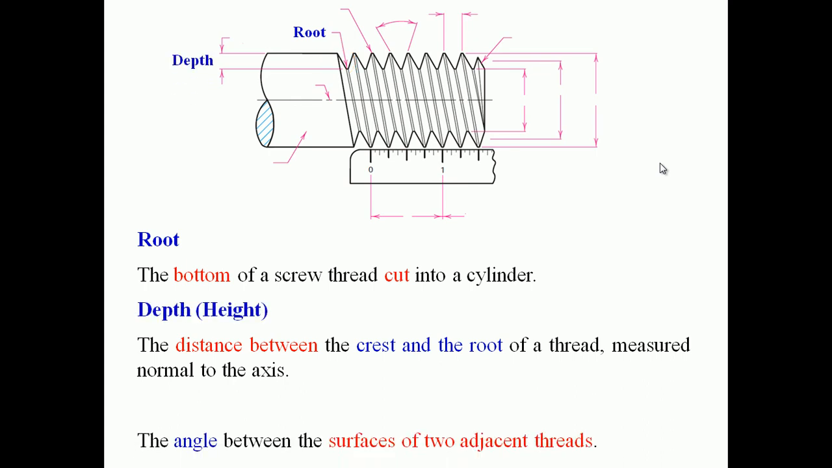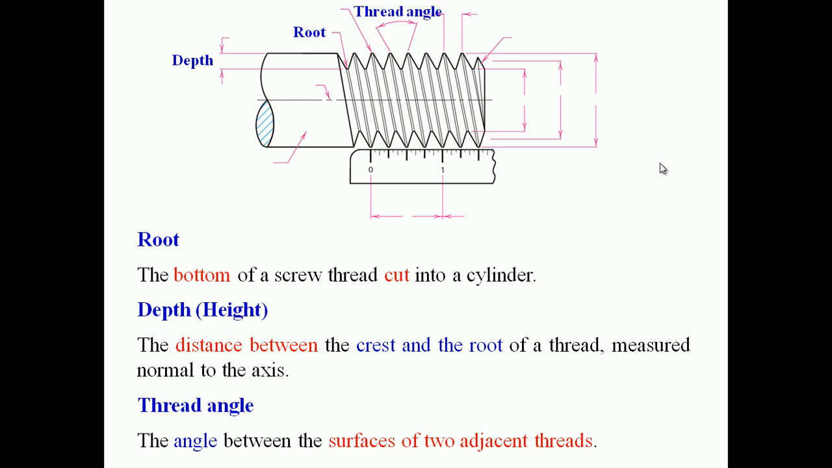Next one is the angle between the surfaces of two adjacent threads. You can see here the two surfaces of two adjacent threads. So the angle between the surfaces of two adjacent threads is known as the thread angle.